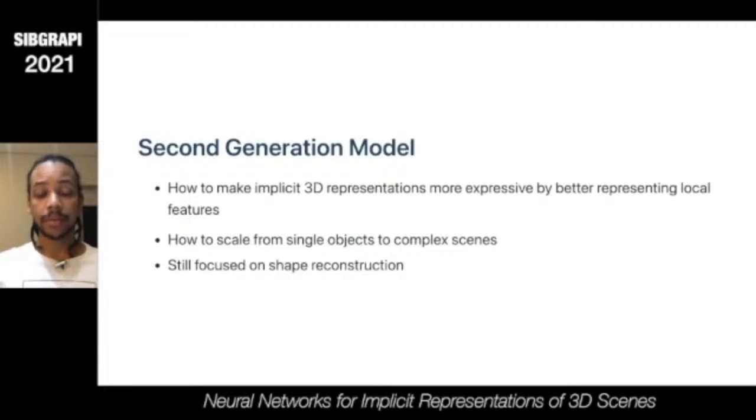However, at this time, we are still concerned only with shape reconstruction. So this work doesn't address texture or appearance representation, but as I said, this area is evolving very fast, and we will see some works that deal with this problem later in this tutorial.